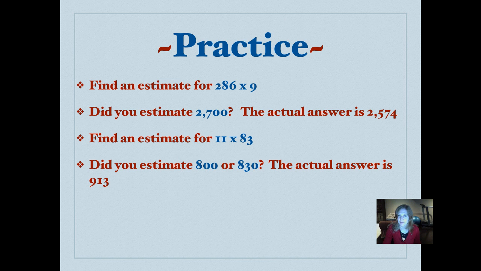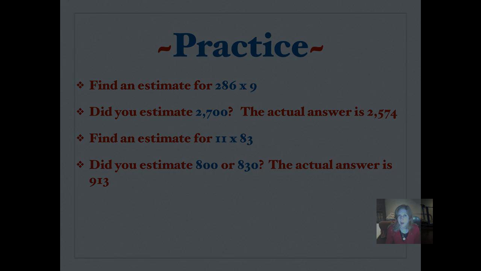There were 2 ways of solving this one. Did you estimate 800 or 830? The actual answer is 913. So one of those gives us a much closer estimate. Let's take a look at both of the ways we could have solved that one.